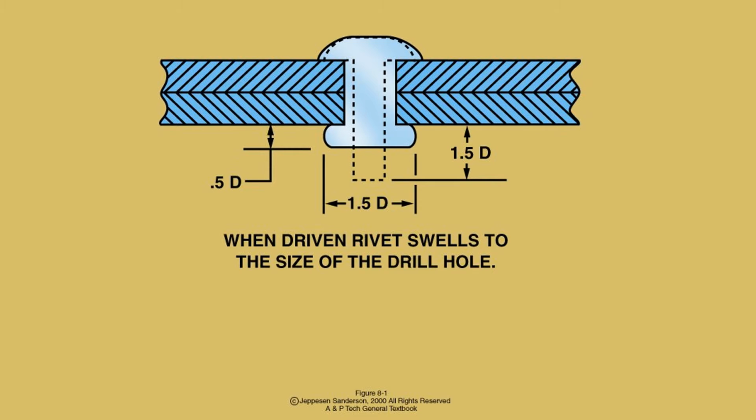Once the shop head is formed, it should be 1.5 times the diameter of the shank, and the thickness of the shop head should be 1/2 the diameter of the shank.